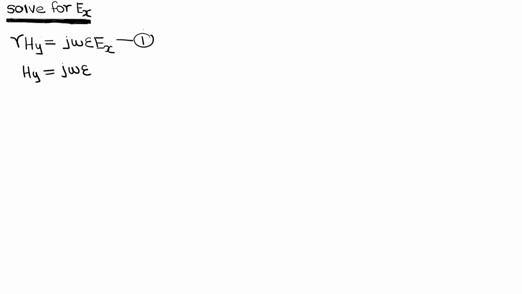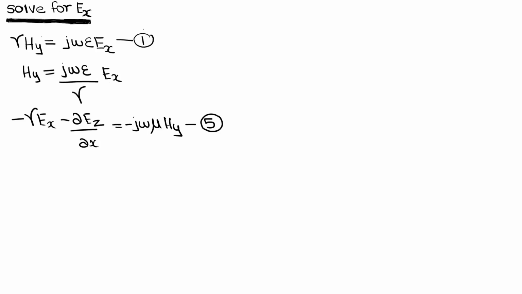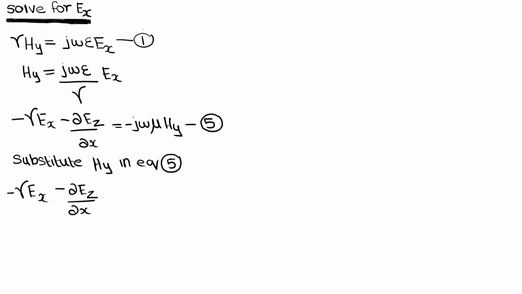From this, we will get Hy equal to j omega epsilon upon gamma into Ex. Now we consider the 5th equation. Now substituting the Hy in equation number 5. So equation 5 is minus gamma Ex minus dou by dou x of Ez equal to minus j omega mu Hy. That is minus gamma Ex minus dou Ez upon dou x equal to minus j omega mu into j omega epsilon upon gamma Ex.